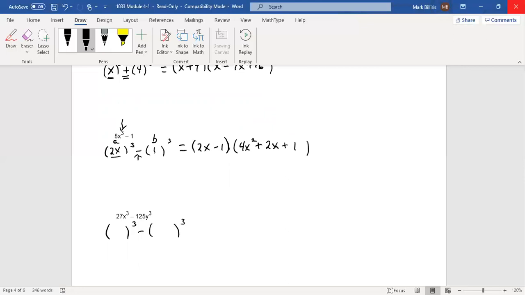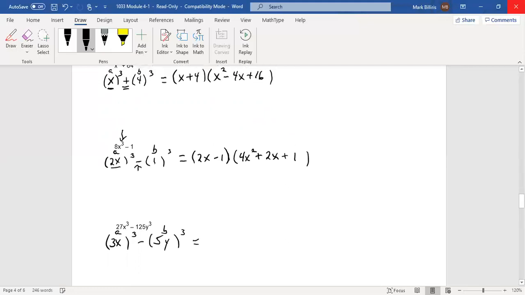So to get a 27, that's 3 times 3 times 3. And an x cubed is x times x times x. To get a 125, that's 5 times 5 times 5. And to get a y cubed, that's y times y times y. So again, I'm going to label these A and B so that I can follow the pattern.